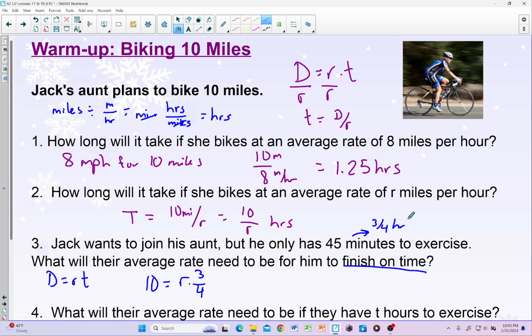So all we have to do is solve for r. Now remember, if I need to solve this equation for r, multiply by 4/3. And so what I get is I do 4/3 on the other side. And I get r equals 40/3, which is 13.3 miles per hour. So that means that Jack and his aunt need to average 13.3 miles per hour in order to get the 10 miles done in 45 minutes.